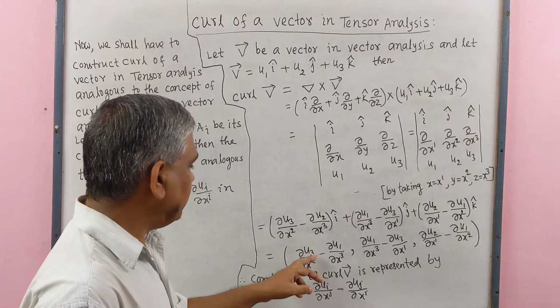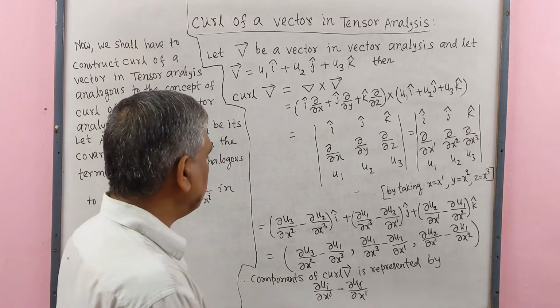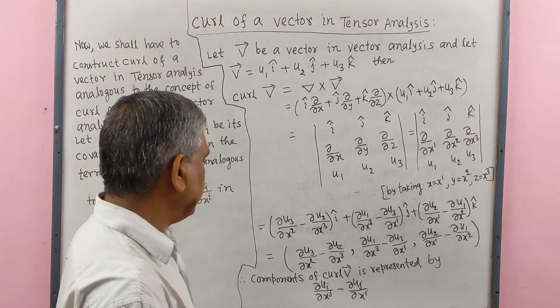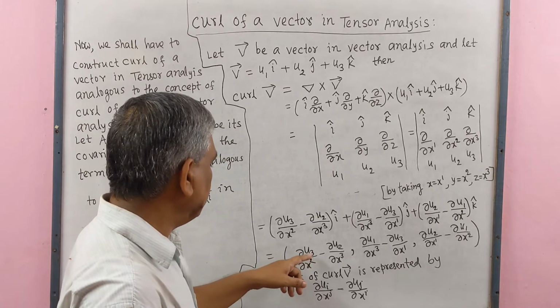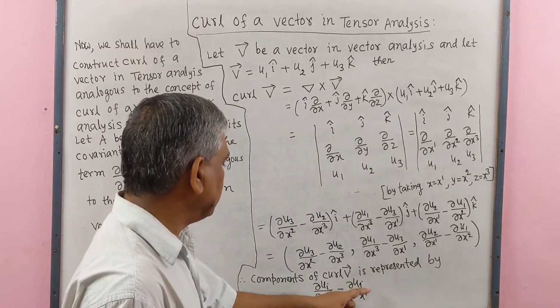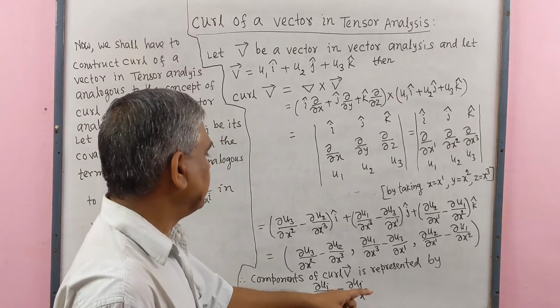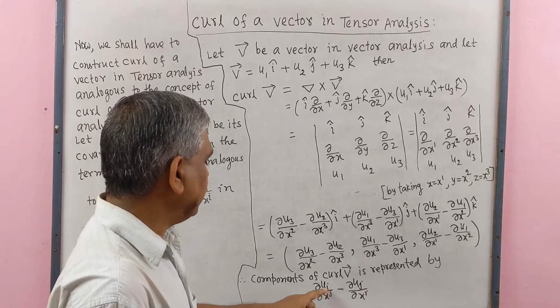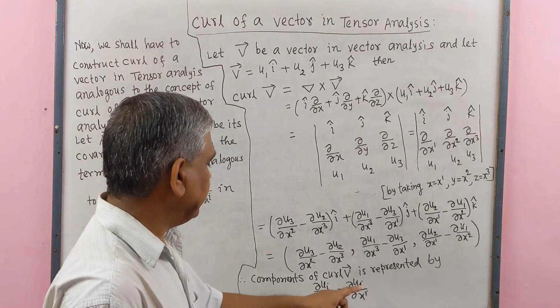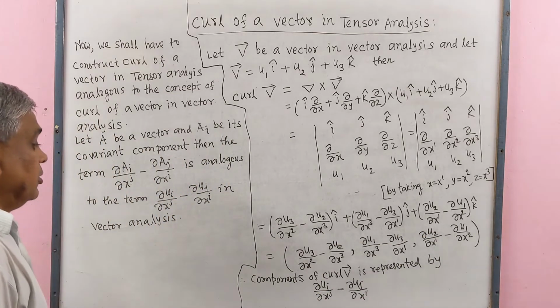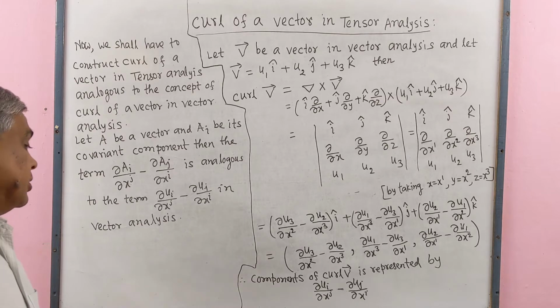Here if we take i equal to 3 and j equal to 2, then we get del u3 by del x2, and then the other term with 2 and 3 interchanged. Similarly, if we take i equal to 1 and j equal to 3, we get 1, 3, and then 3, 1. Similarly for the rest. So we get the components of curl V.